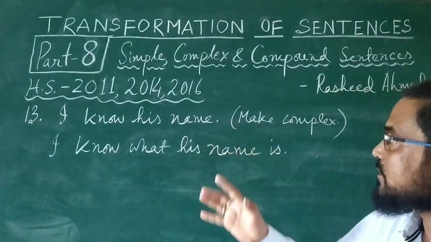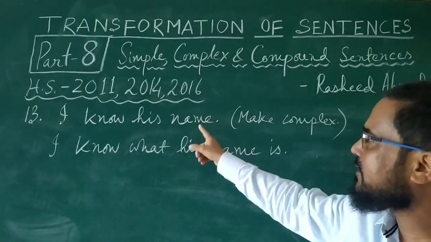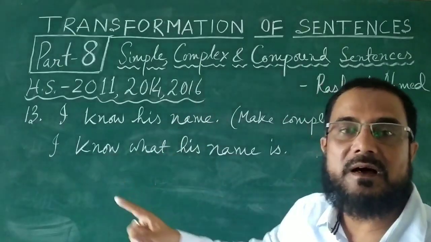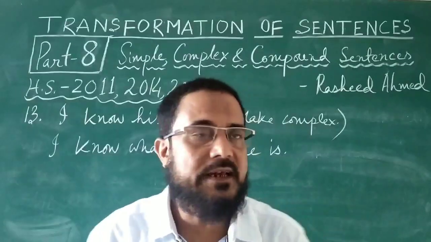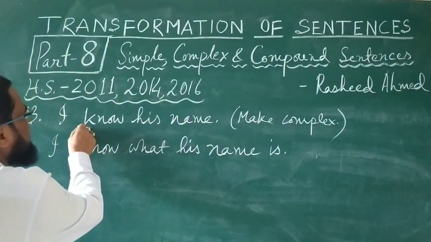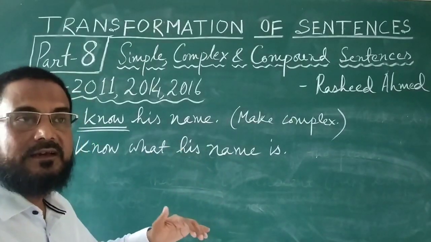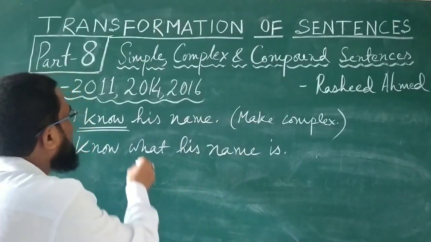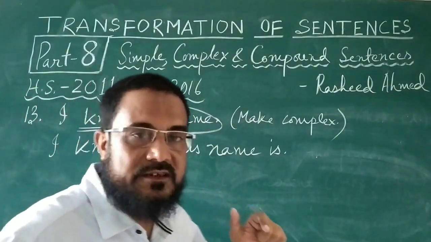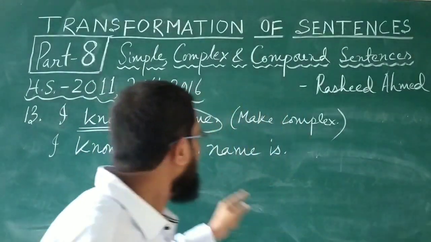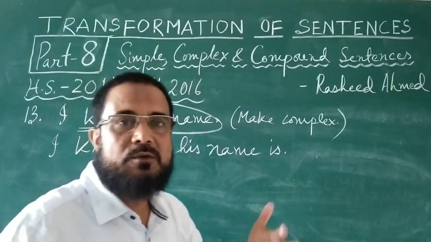We will continue up to the questions that came in 2020. The question that came in 2011 also came again in 2014 and in 2016. This small sentence, I know his name, has come 3 times already, and the instruction is to make it complex. I know his name is a simple sentence. There is only one verb, and that is finite. To make it complex, you have to create another finite verb, another subordinate clause. Out of this, the phrase his name should be changed into a clause, and there should be a finite verb, and something like that or a WH word.